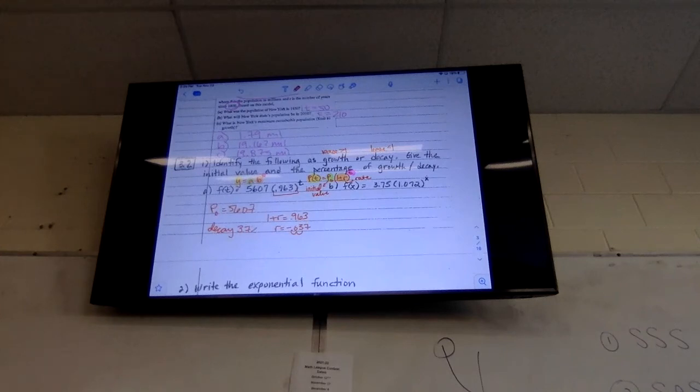That's all? That's it. Oh, so the rate tells you it's growth. Okay. So the rate will tell you it's growth. Yep. The rate can also tell you if it's growth or decay if you didn't want to look at it from there.